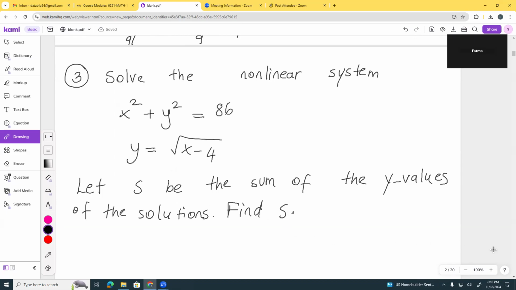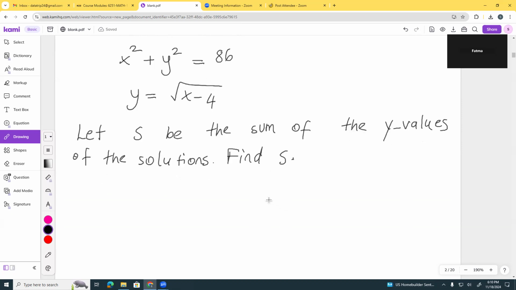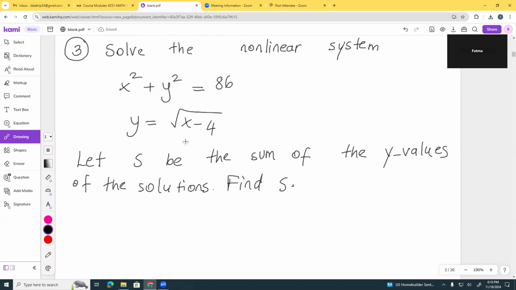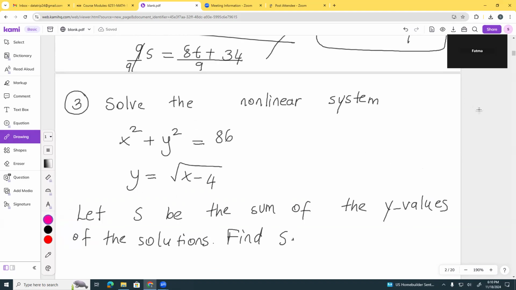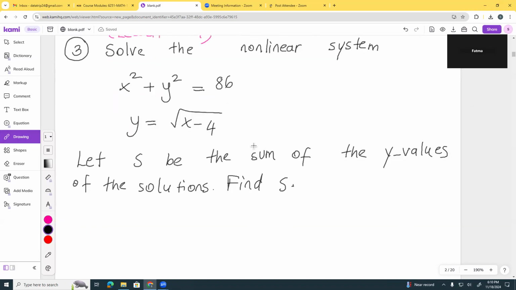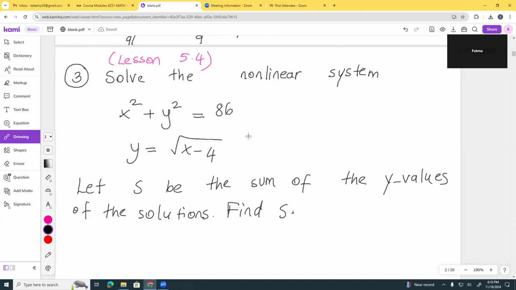If there's only one solution to the system, then the S will be just the y value of that one solution. So that's what the question is. We're going to solve the system, and then once we solve the system, we're going to add the y values of each solution, okay? X squared plus y squared is equal to 86, and y is equal to square root of x minus 4. Does anybody remember what lesson is this? Lesson 5.4. Good job. That's where we learned them, lesson 5.4.